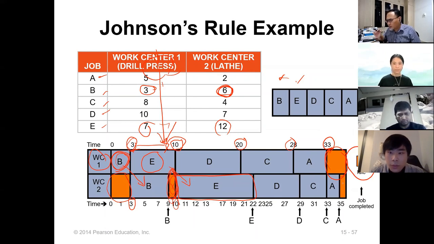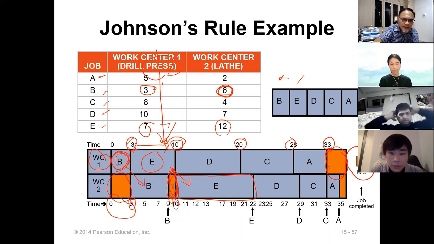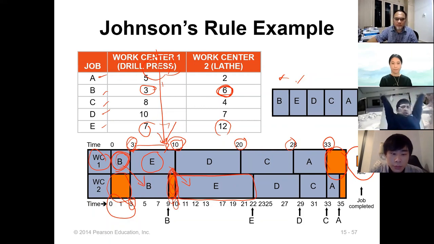Any questions? So what you are trying to show is what you're going to load on the machine. You're going to load on the machine beginning from, if you look at just one machine, machine one. So you will start from job B, then job E, job D, job C, job A. Okay. And for machine two, work center two, it has some idle time. It cannot start immediately. You need to have some lateness, then only we're able to start it.